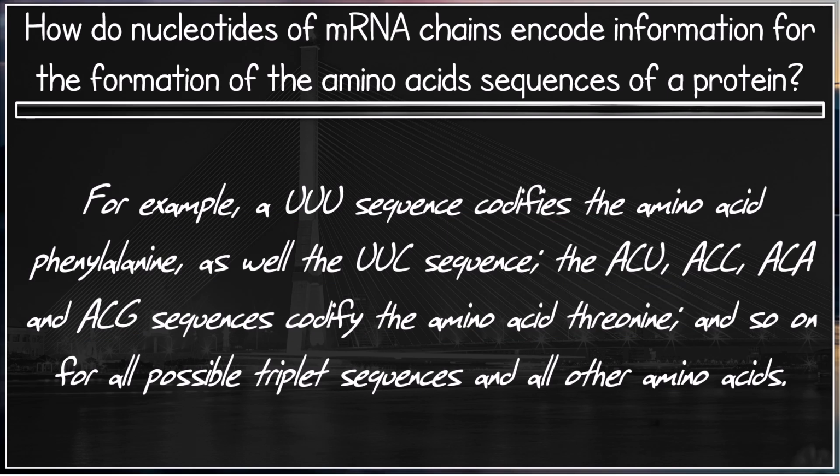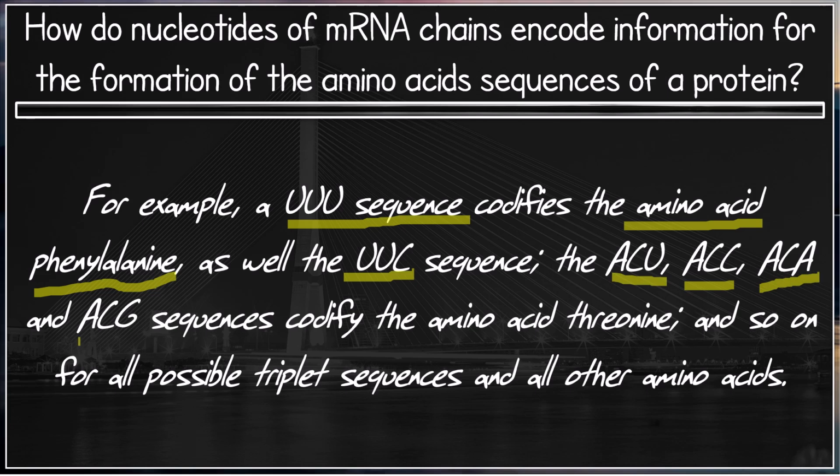For example, the uracil sequence codifies the amino acid phenylalanine, as well as uracil cytosine. The adenine cytosine uracil, adenine cytosine cytosine, adenine cytosine adenine, and adenine cytosine guanine sequences codify the amino acid threonine, and so on for all possible triplet sequences and all other amino acids.